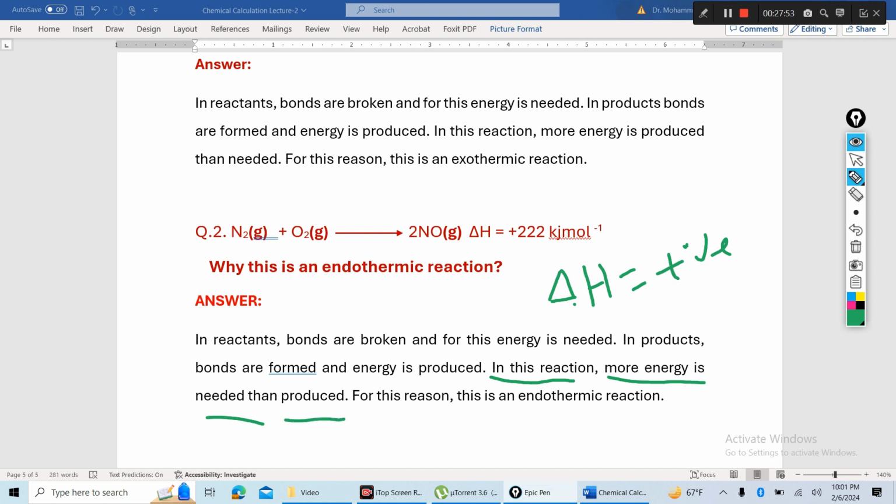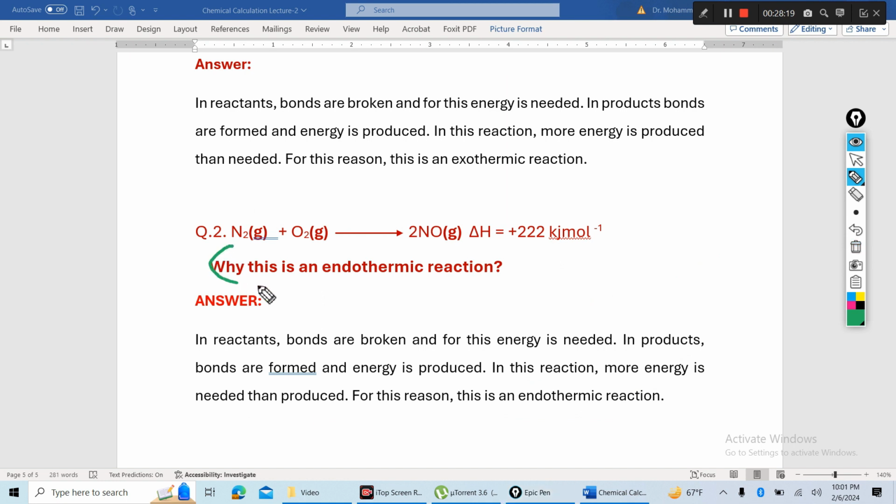In this reaction, more energy is needed than produced. Produce less but need more. So extra energy is needed. More energy is needed. Produce less, need more. That's why for this reaction to occur, we have to supply more energy or more heat. For this reason, this is an endothermic reaction.